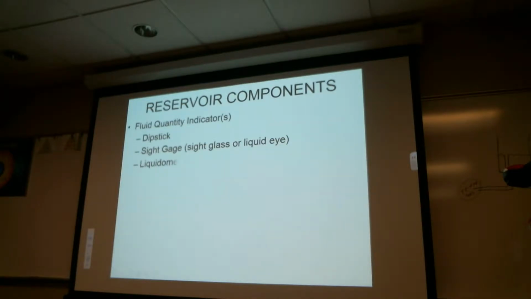Another thing we might have is called a liquidometer. A liquidometer is a mechanical method of indicating fluid quantity. It works via a float. There's a float with an arm attached to it that rides on the level of the fluid. As the level changes, the float goes up and down. The force or the action is transmitted to a sector gear, to a pointer, and then it makes the needle go up and go down.